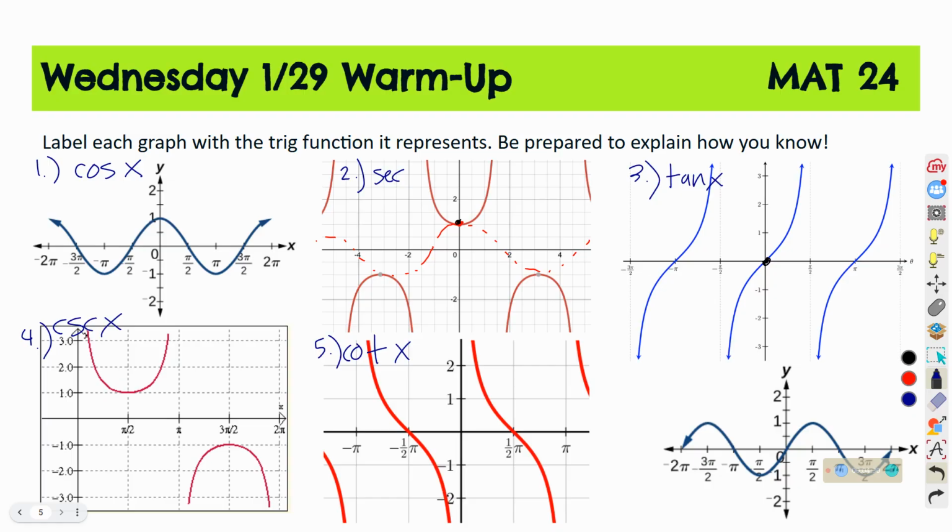Liliana, what is this last guy? This guy is sine. How do we know it's sine? Very good. Sine starts at 0. So sine and cos are the waves. Sine starts at 0, cos starts at 1. Very good. Secant and cosecant are the u's. Tangent and cotangent are those long s's.